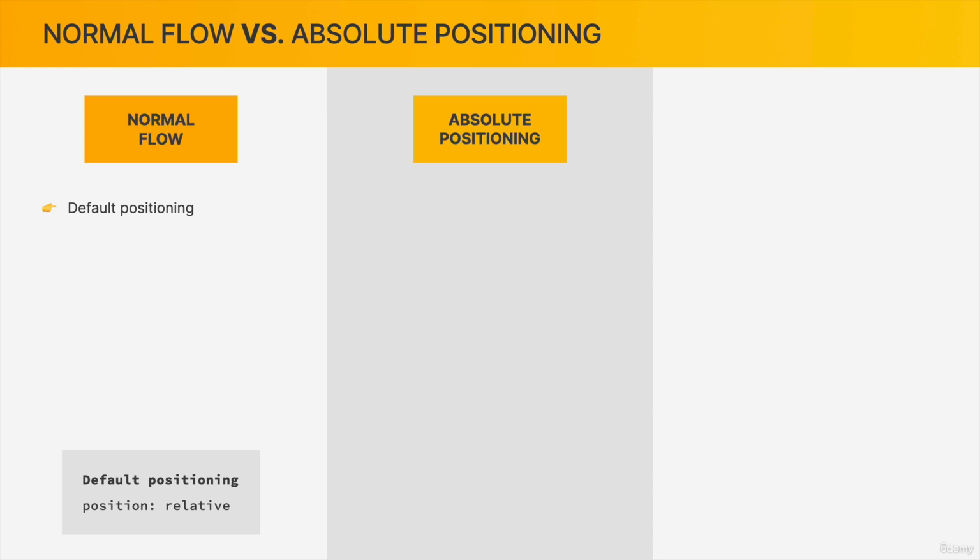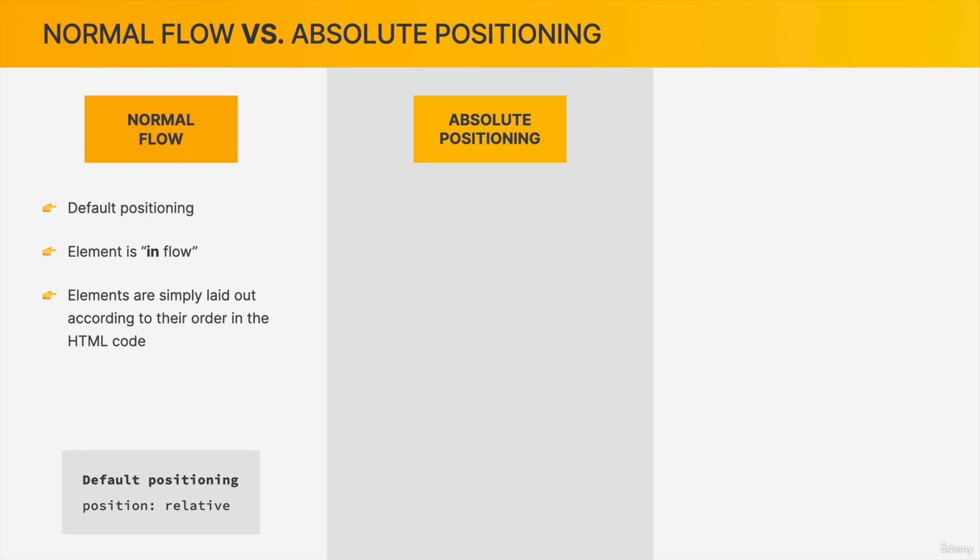Starting with normal flow, it is simply the default positioning of elements on our page. Or we can also achieve the normal flow by setting position to the value of relative. In this case, we say that an element is in flow, which basically means that the elements are laid out according to the source code in the HTML. So this is very straightforward. It is simply the behavior that we have been seeing up until this point. So just keep in mind that that is called normal flow.